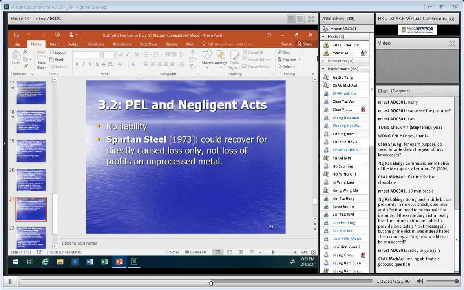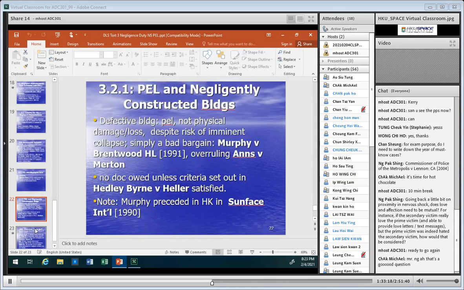So the question is, what type of damage was this? Some of it was pure economic loss, and the other was directly caused loss. And the court found that the plaintiff could only claim for loss which was directly caused, not for loss of profits on the unprocessed metal, because that was pure economic loss. Okay, so there you are, that's negligent acts. Should know, not must know, Spartan Steel.